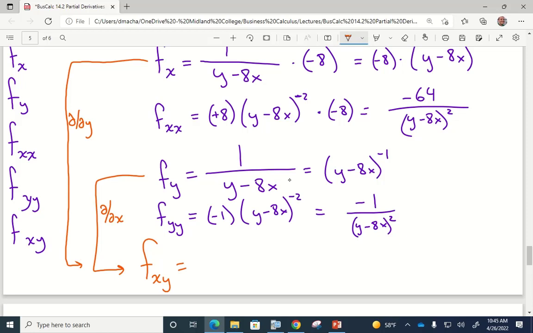And again, taking the derivative of this thing over here with respect to x would give me negative 1 times y minus 8x to the negative 2 power. And now I have to remember derivative chain rule and multiply that by a negative 8, because the derivative of y minus 8x with respect to x would be negative 8. So that's chain rule. So the negative 1 times the negative 8 would be a positive 8. And I divide by y minus 8x squared.